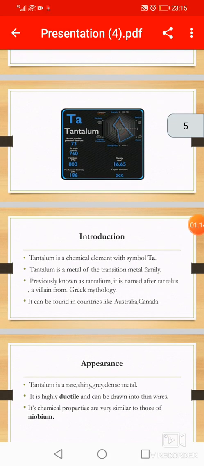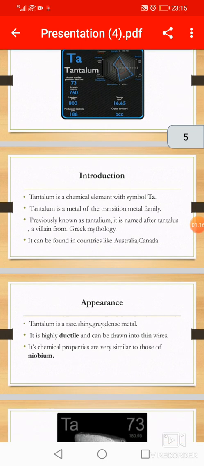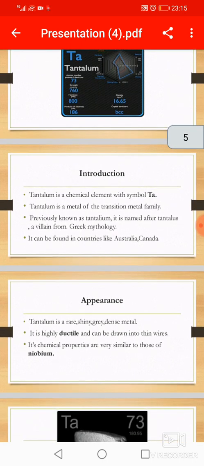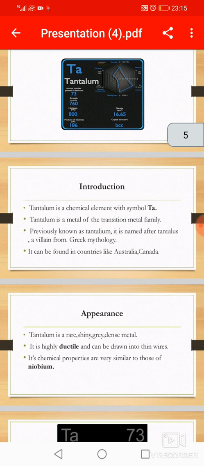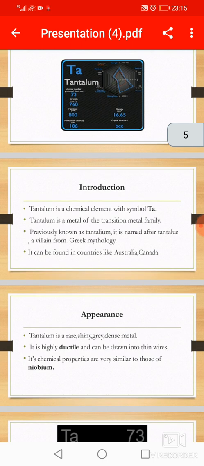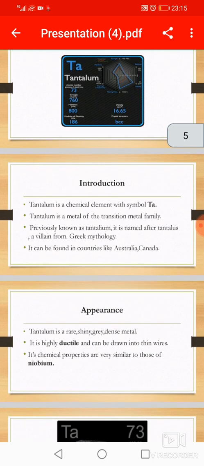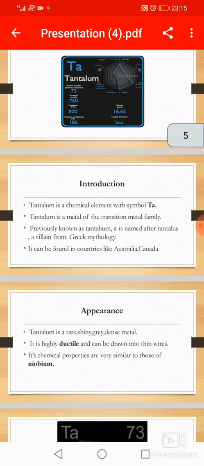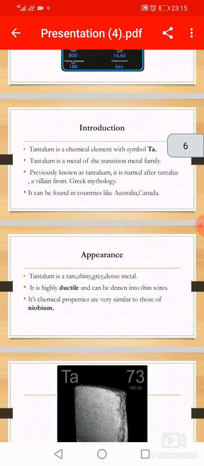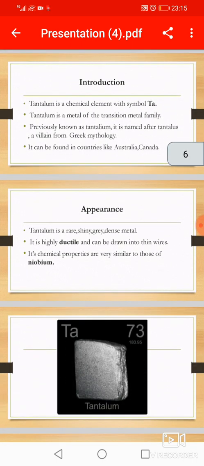Now, let's move on to the next point, that is appearance. Tantalum is a rare, shiny, gray, dense metal. It is highly ductile and can be drawn into thin wires. Its chemical properties are very similar to those of niobium. Niobium is another element of the periodic table. Here is the appearance of tantalum, which is a shiny, gray, dense metal.